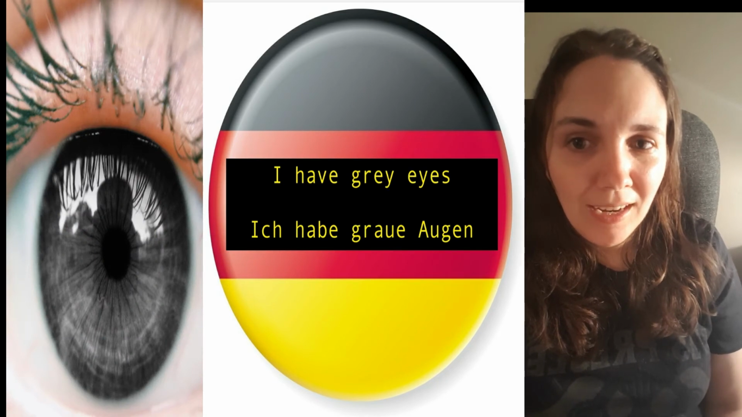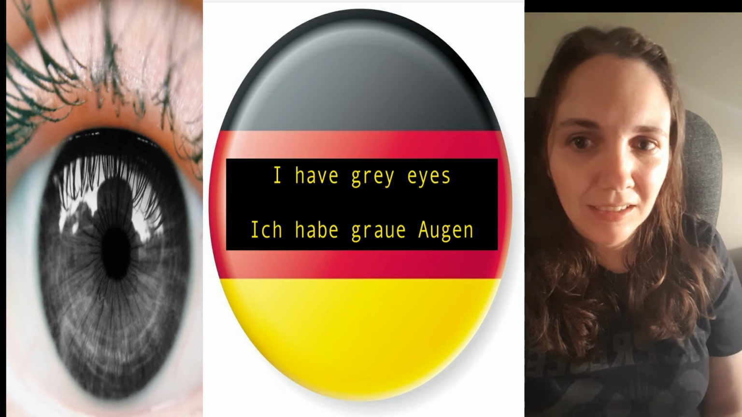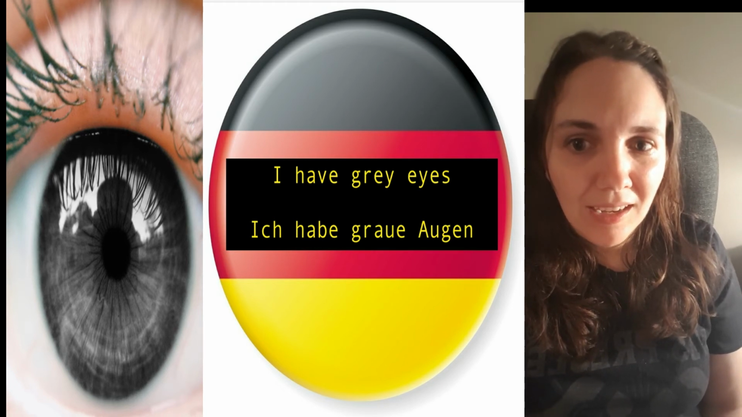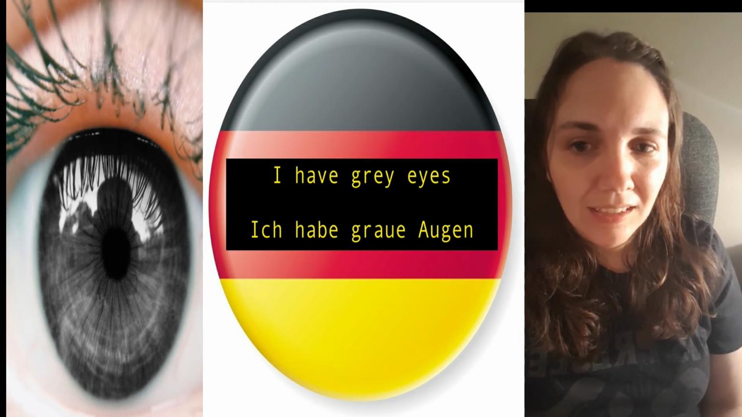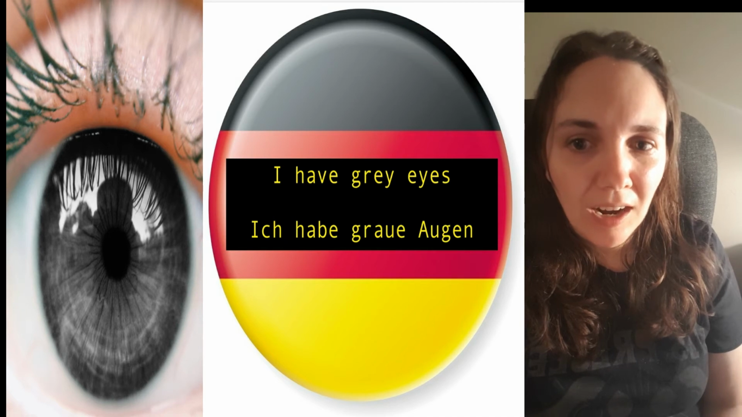Okay, and what about grey eyes? If we want to say I have grey eyes, we would say ich habe graue Augen. Ich habe graue Augen.